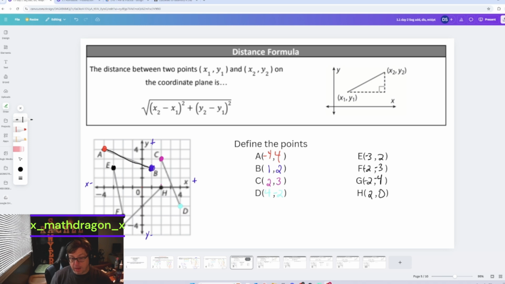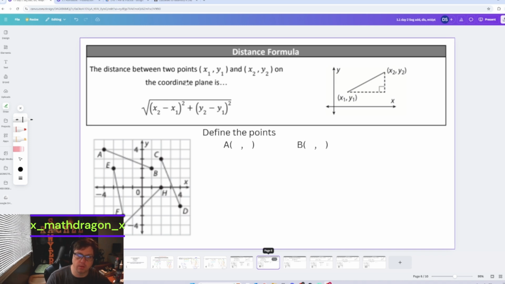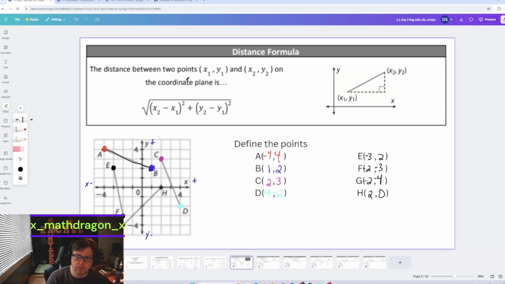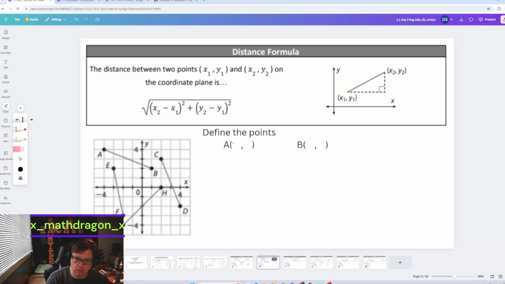Okay, so now we've got our ordered pairs. We are going to find the distance between A and B. So A was negative 4, 4. B was 1, 2. Negative 4, 4. 1, 2.